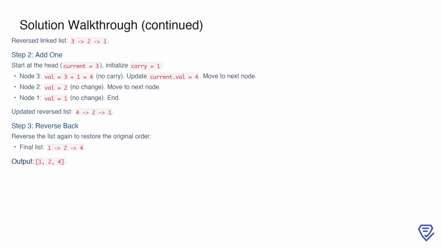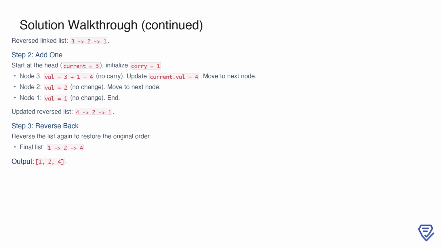With the linked list now reversed, the least significant digit is at the head, making it easier to add 1. Starting with the first node, which has the value 3, we add 1 to get 4. Since there's no carry, we simply update the node's value and move to the next node. The second node, with value 2, remains unchanged, as does the final node with value 1. This completes the addition, leaving us with the updated reversed list 4-2-1.